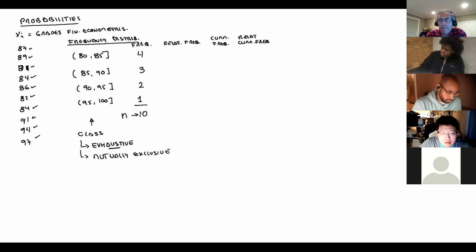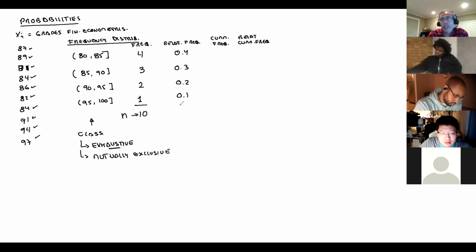observations in your sample. Now, how do we compute the relative frequency? It's very simple. You simply divide 4 by the total number. So it's 4 divided by 10. So it's going to be 0.4, 0.3, 0.2, 0.1. When you sum this, what do you obtain? Always 1 or 100%. Always.